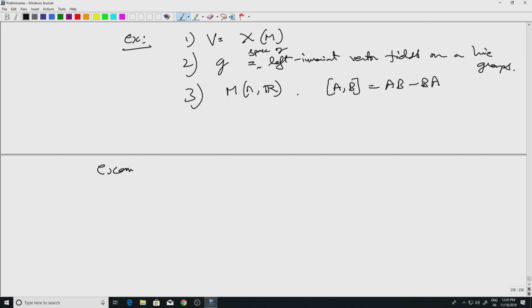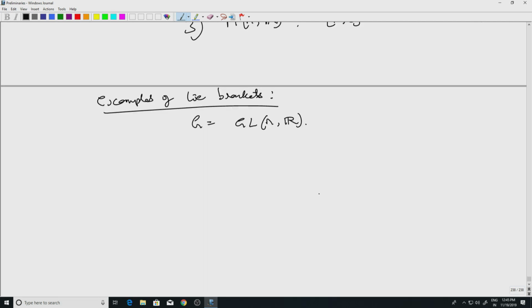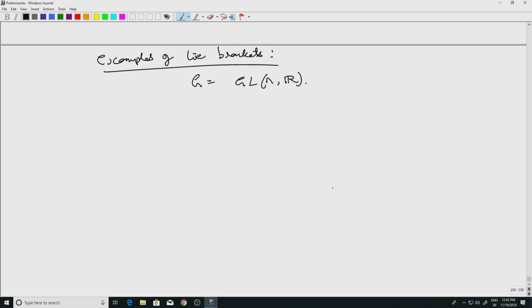Examples of Lie bracket. So let's do it for the basic Lie group that we know, namely GL_n(R). So G equal to GL_n(R), the set of invertible n cross n matrices. We know that, so here's the claim.